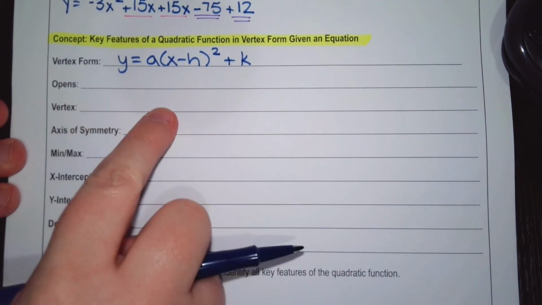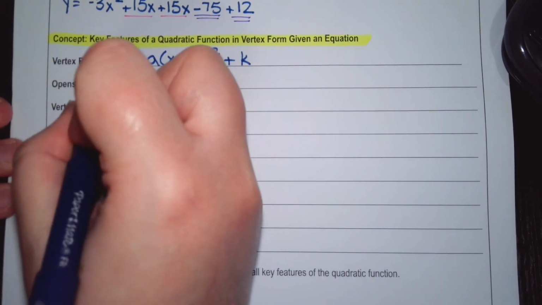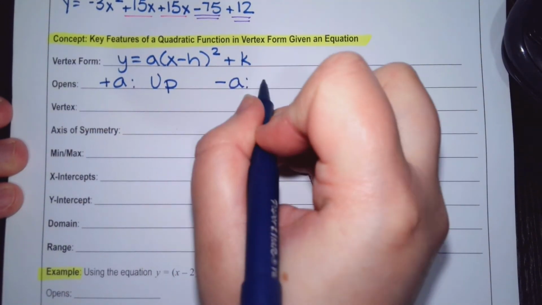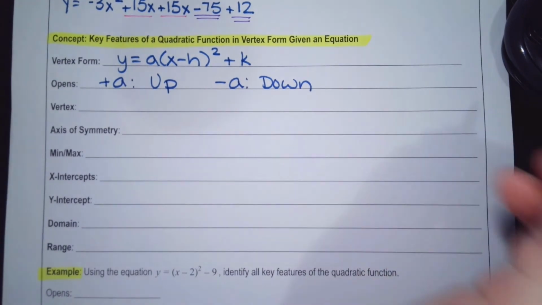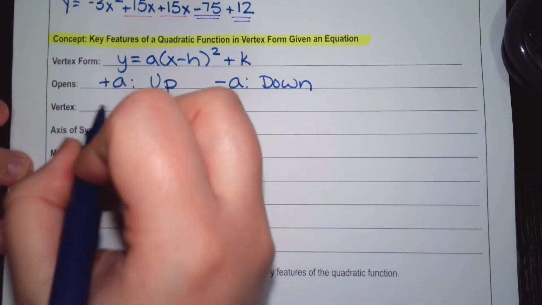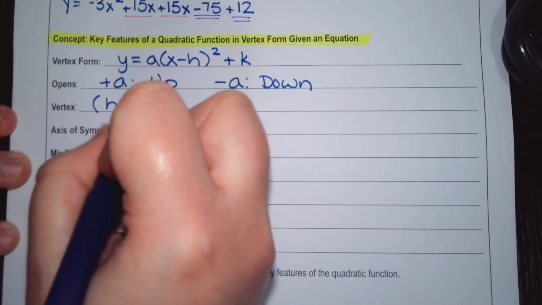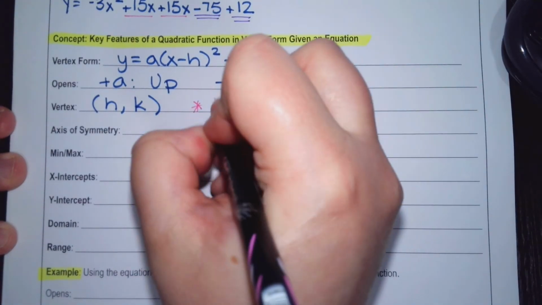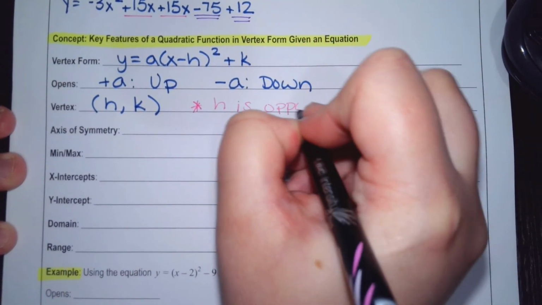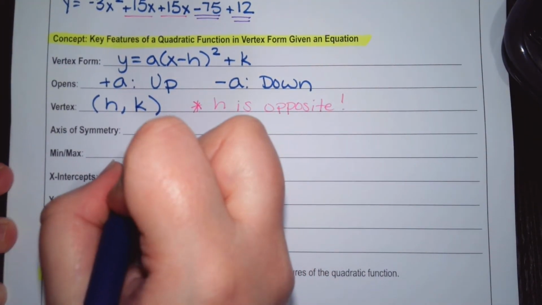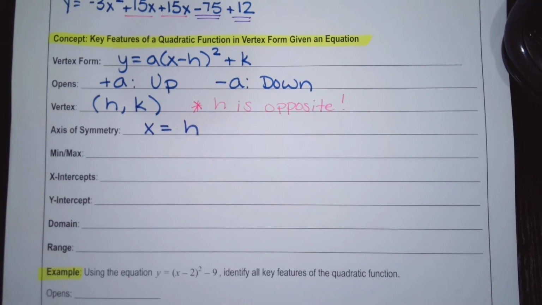All right, how it opens. This has stayed the same. If you have a positive a, it opens up. If you have a negative a, it opens down. All right, now we have to find the vertex first before axis of symmetry. Remember, our vertex is h, k. And remember, h is opposite. Axis of symmetry is going to be x equals whatever h is.